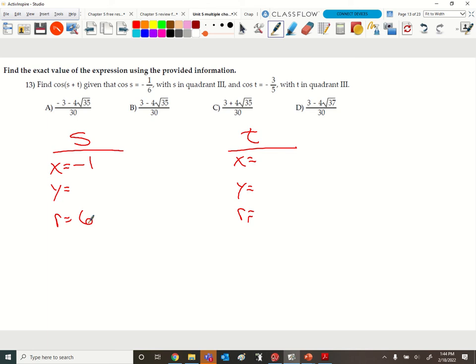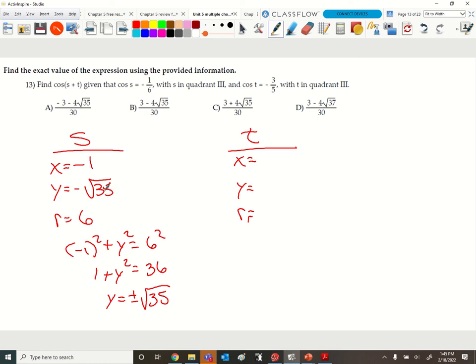So I'm going to use Pythagorean Theorem. -1 squared plus Y squared equals 6 squared. So it's 1 plus Y squared is 36. Subtract 1, so Y is equal to plus or minus square root of 35. I combined some steps here because we've been doing the same thing since back in Unit 1. Now right here it says it's in quadrant 3. What do we know about the Y values in quadrant 3? Negatives. So this is going to be my negative square root of 35.